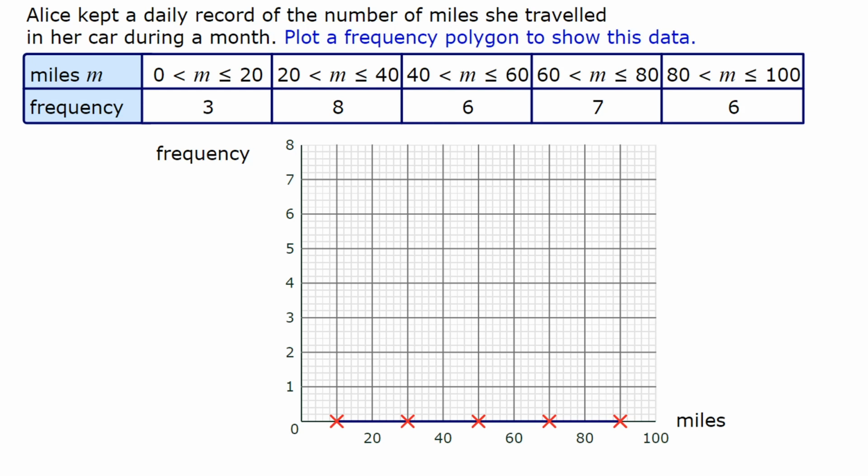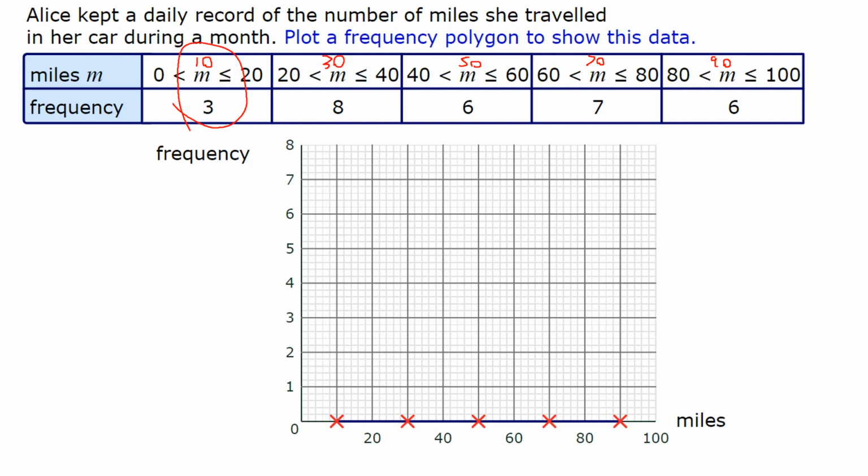So between 0 and 20, it's going to be 10. Between 20 and 40, it's going to be 30. Between 40 and 60, it's going to be 50. Between 60 and 80, it's going to be 70. And between 80 and 100, it's going to be 90. Okay? So now we can plot all of these points on the graph.